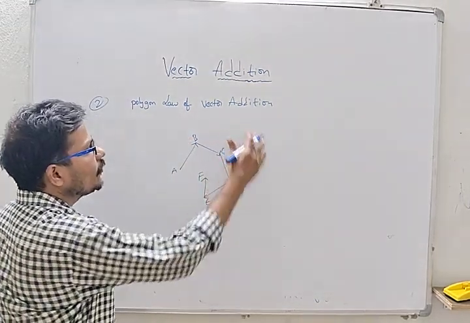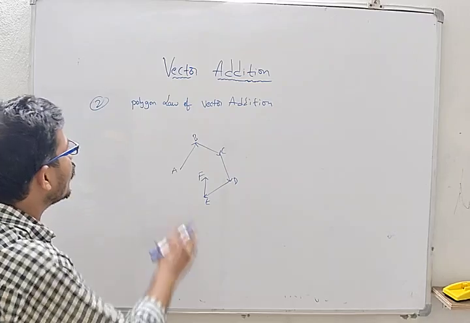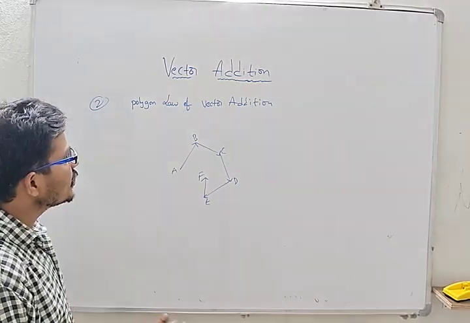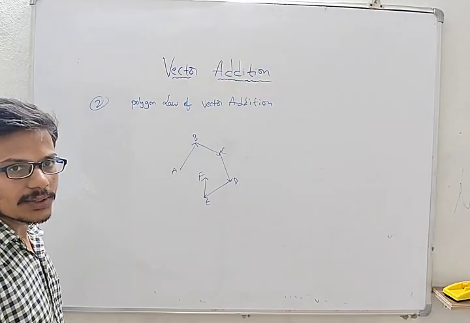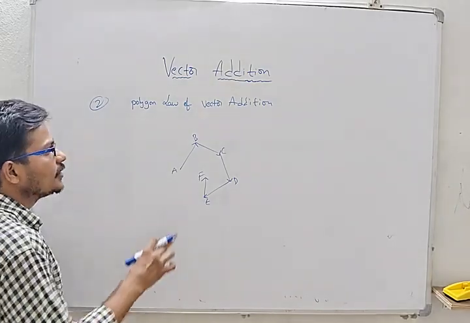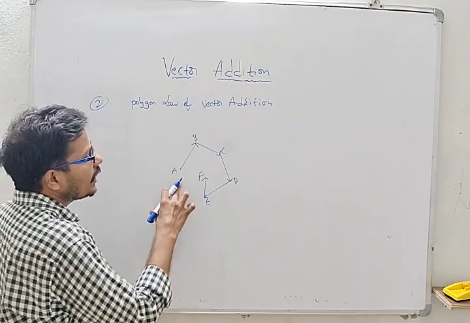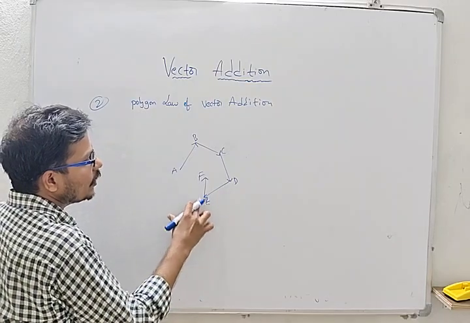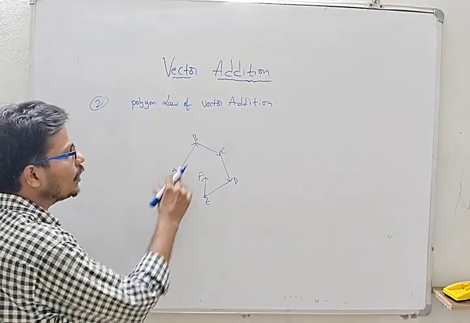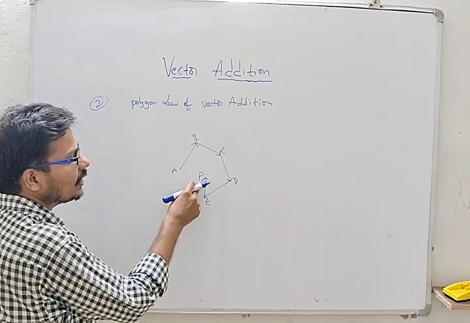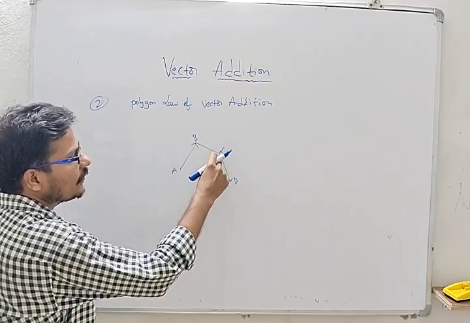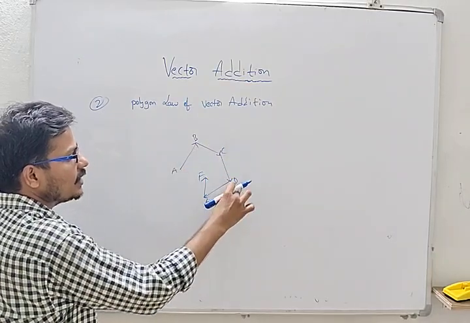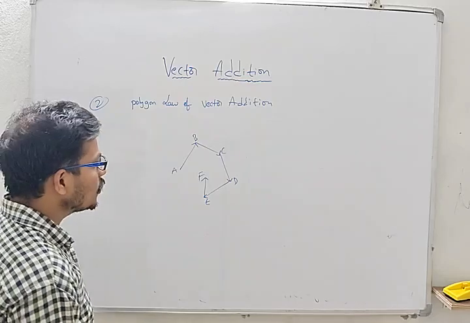Now, the polygon law of vector addition. Polygon means if it has n sides, a number of sides, we can say it is a polygon. See here, for example, A to B, B to C, C to D, D to E, E to F. A particle travels from A to B, B to C, and finally reaches F in different vector forms. AB is one vector, BC is another, CD, DE, EF. These all are the vectors.